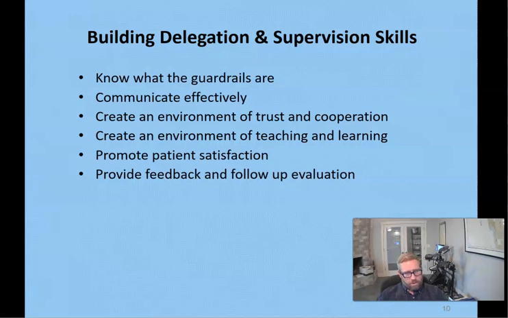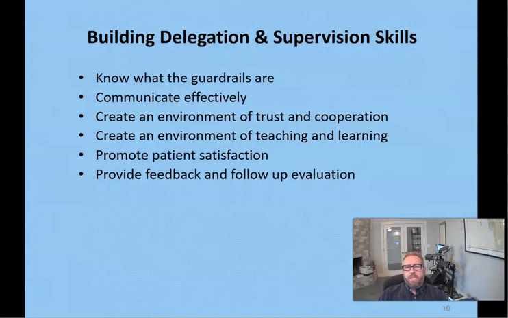Create an environment with your team and whoever you're delegating to. Develop the team. Make sure that you have trust and cooperation, that there's a collegial relationship, and that the person feels invested. If you do that and you create an environment of teaching and learning, you'll find that you're getting better assistance and better teamwork, and also you're developing another person for who knows what could be their next career step. In that regard, you become a mentor. That's very rewarding in itself.